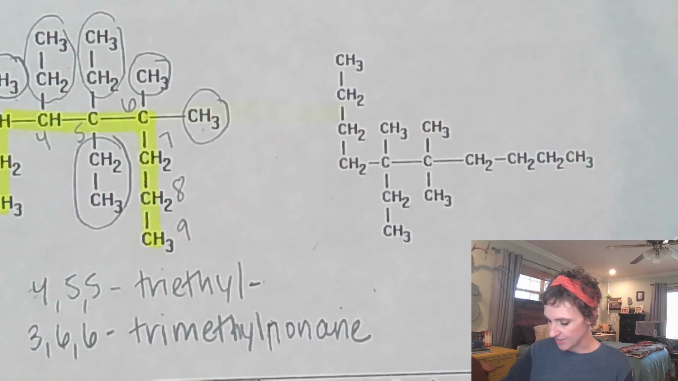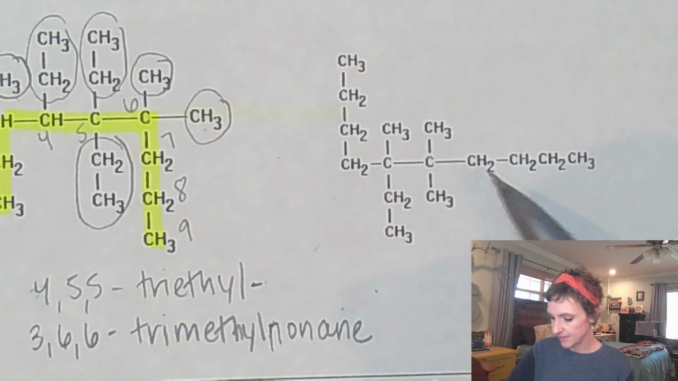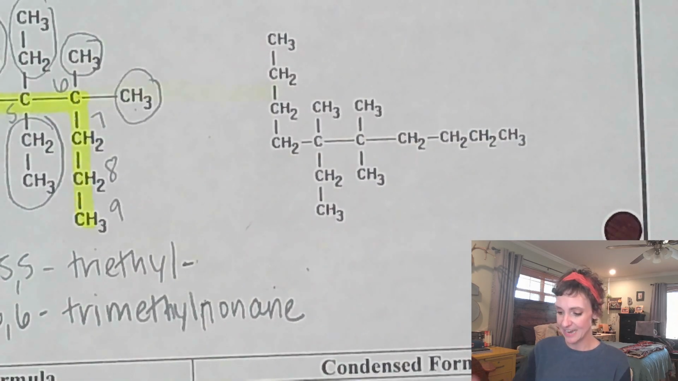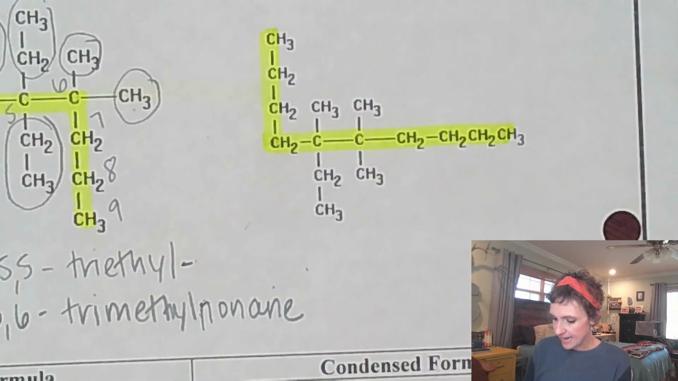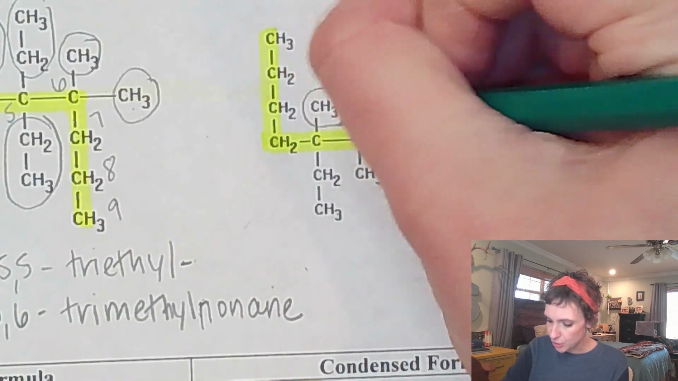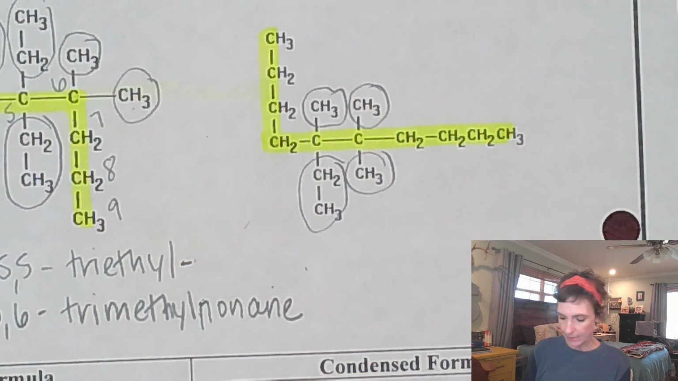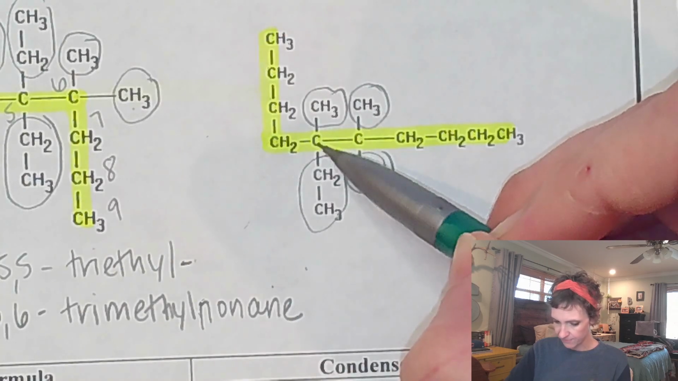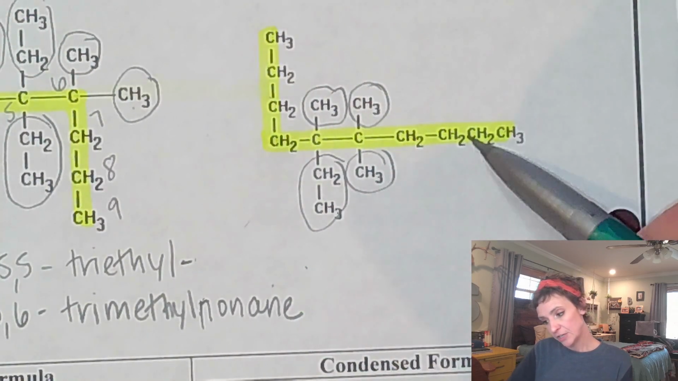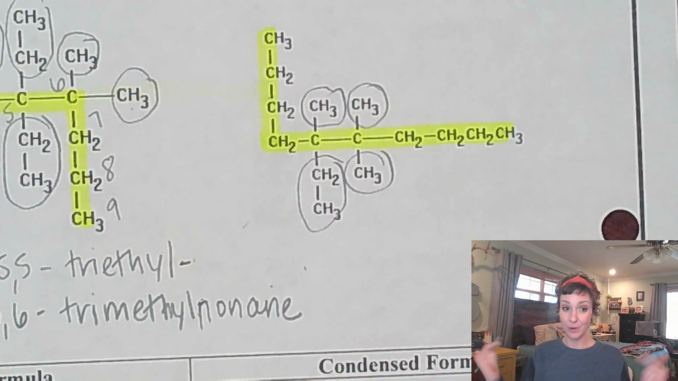I betcha I have an idea of where my longest continuous parent chain is. 1, 2, 3, 4, 5, 6, 7, 8, 9, 10. We got a 10. We got a decane. All right, so there's my decane, and here are my special branch groups. Got some methyls, and I got an ethyl group. Okay, parent chain. If I start here, 1, 2, 3, 4, 5. That's where I get my first guy. Starting over here, 1, 2, 3, 4, 5. Uh-oh, we hit branches on carbon 5 no matter which way we start.